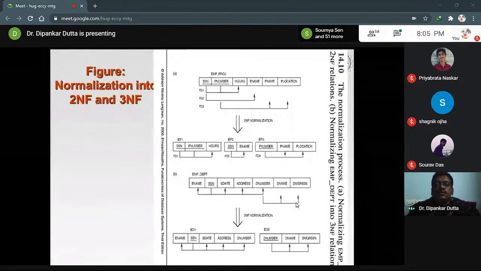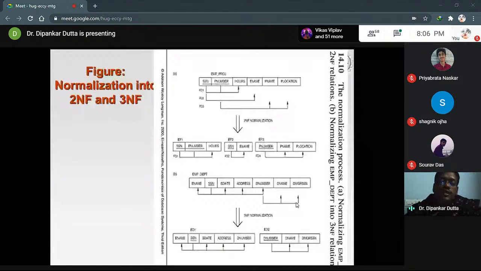Suppose in a table, A is the primary key. Okay, A implies B, and in the same table, B implies C. So there is a transitive dependency: A implies B and B implies C. So what you have to do, if such dependency exists in a table, is divide that table.